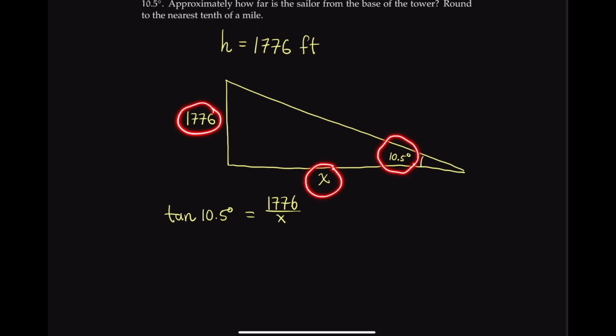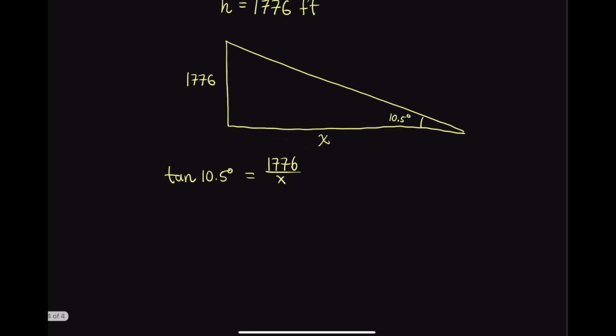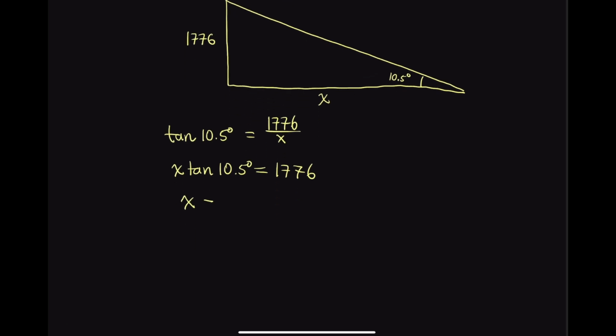So we have angle, opposite, adjacent, that's the tangent function. Okay, and now we're solving for x. So I'm going to multiply both sides by x. I'll get x times the tangent of 10.5 degrees equals 1776. Divide everything by the tangent of 10.5 degrees. So I have 1776 divided by the tangent of 10.5 degrees.